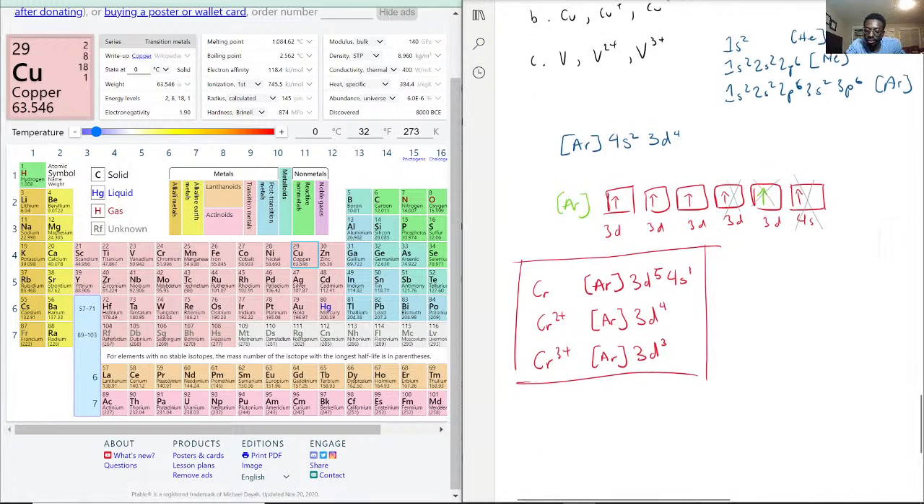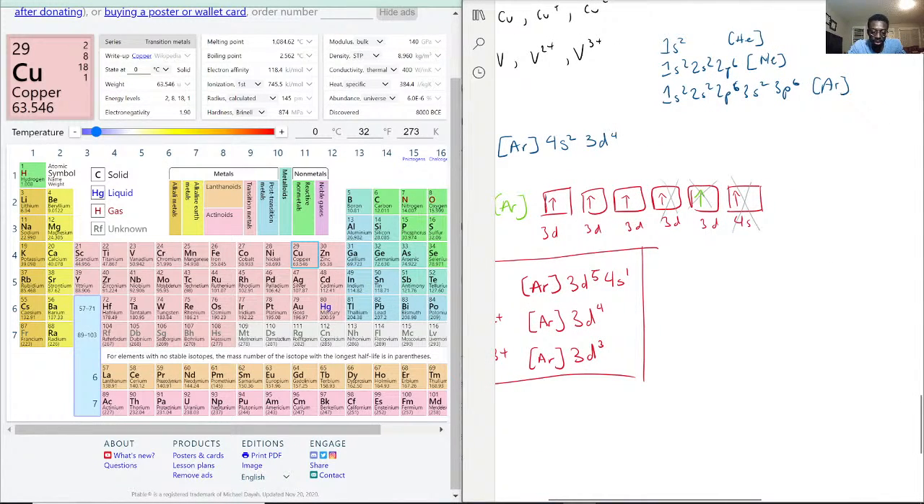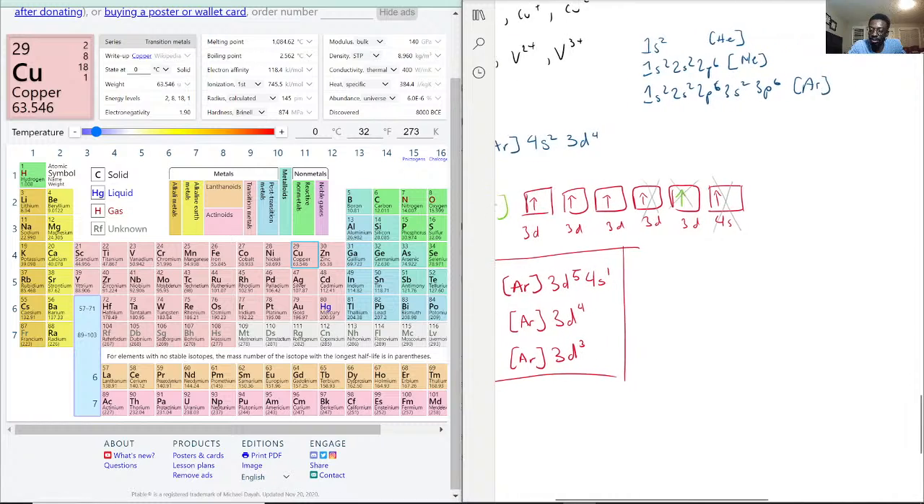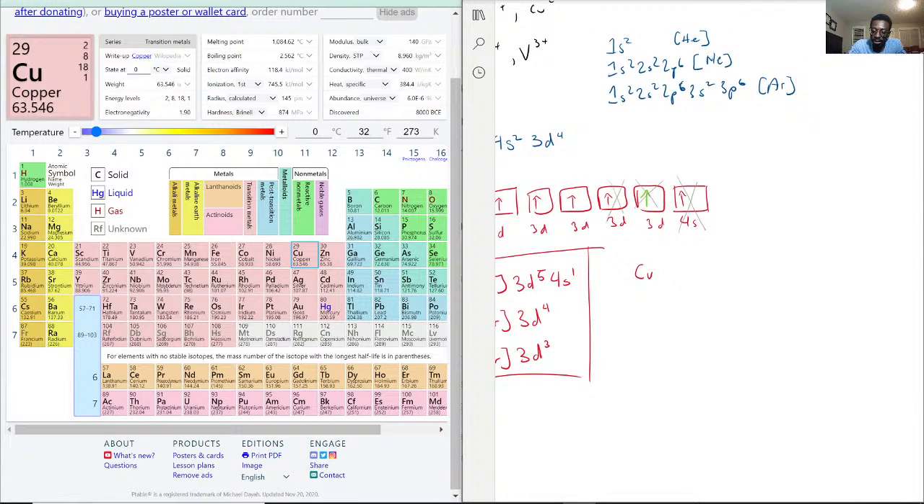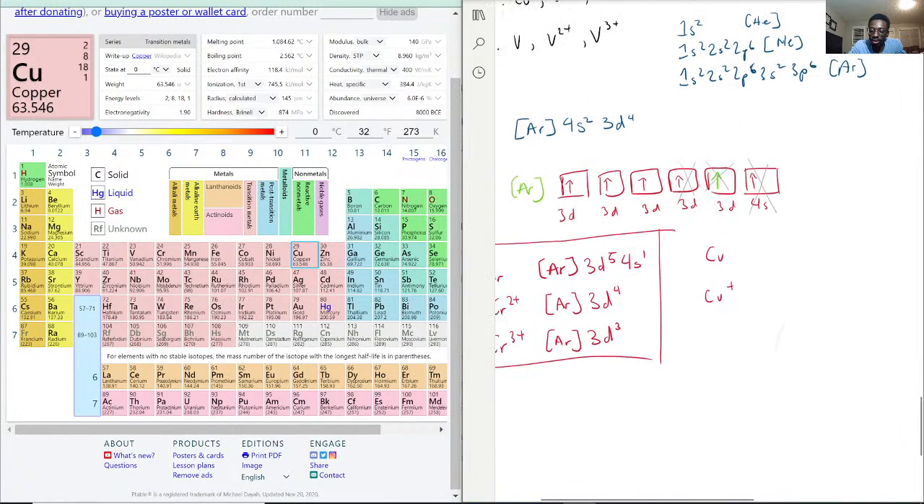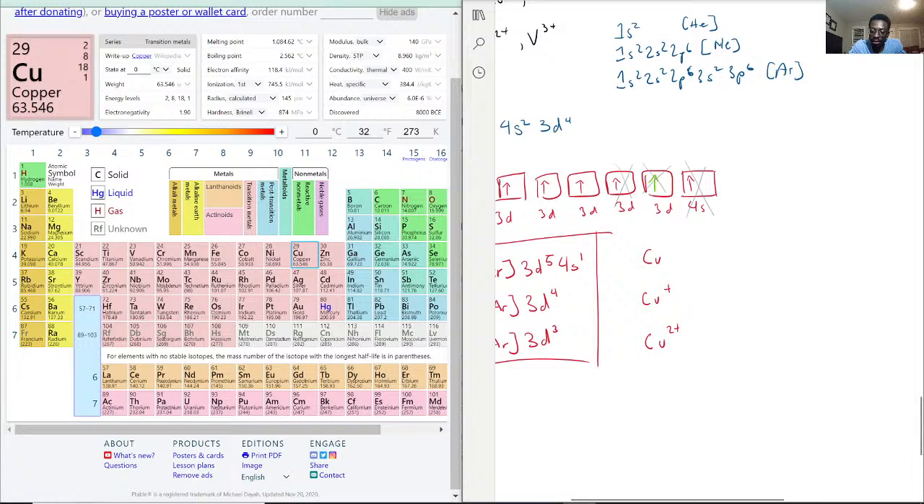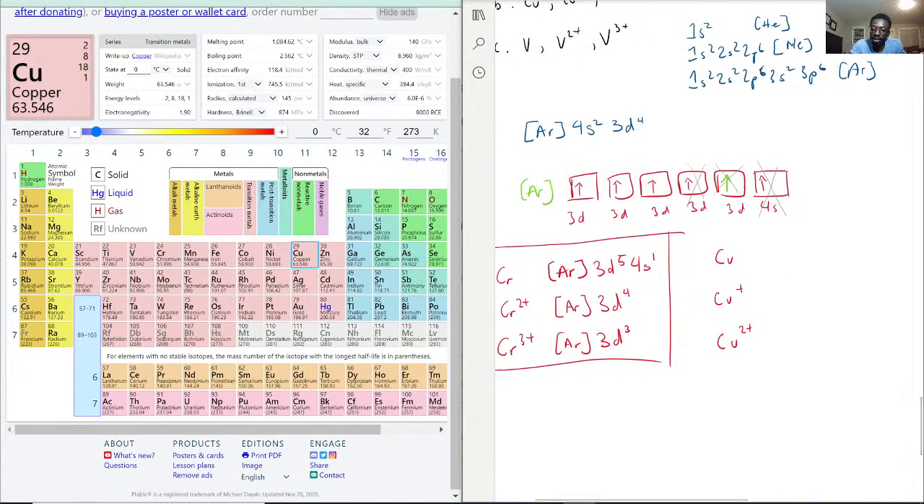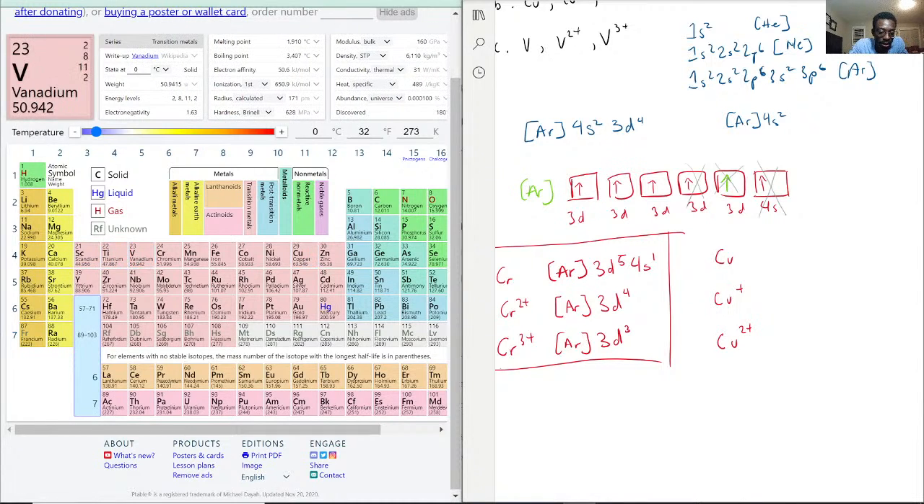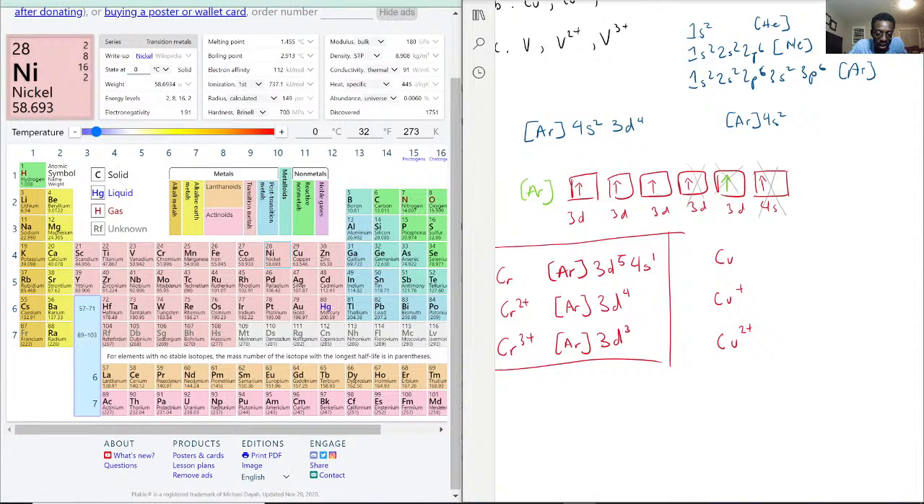So copper is also on the 4th row, so you can actually start with silver again. Okay, copper, copper plus, and copper 2 plus is what they mentioned. Okay, so we have the same thing here. So first, let's start our mock work up here. It's going to be that argon again, 4s2. Okay, and then we have 1, 2, 3, 4, 5, 6, 7, 8, 9. 3d9.